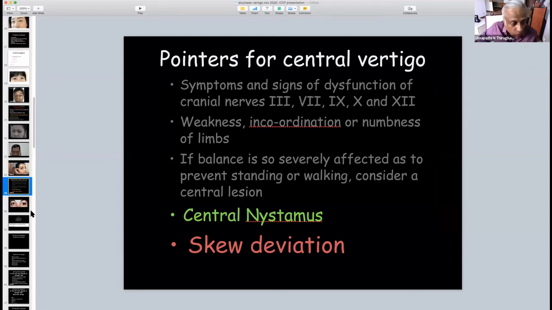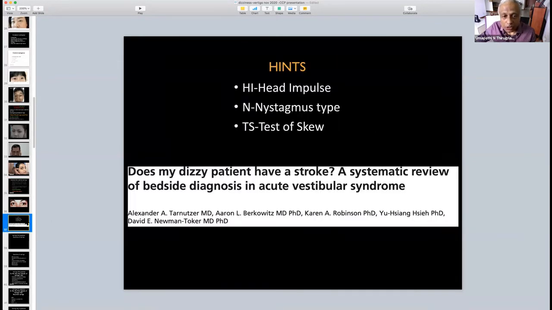Many of you in the audience will know this sounds very familiar to something that we talk about in stroke neurology. In stroke neurology, we talk about the HINTS test: the head impulse, the type of nystagmus, and skew deviation, to differentiate whether a person who comes to you with acute vertigo has a life-threatening posterior circulation stroke or a non-life-threatening benign disorder called vestibular neuronitis. That is the basis of the HINTS test. We will talk quite a bit about this in the next few minutes, not now, okay?